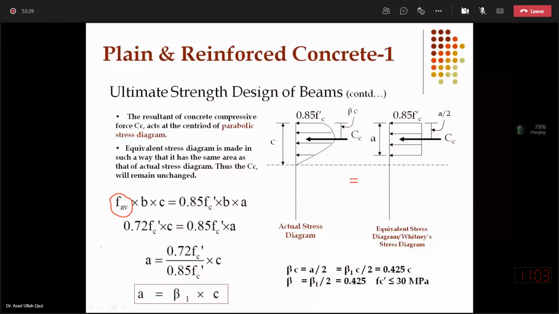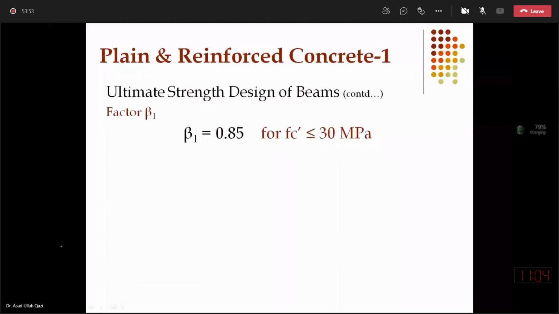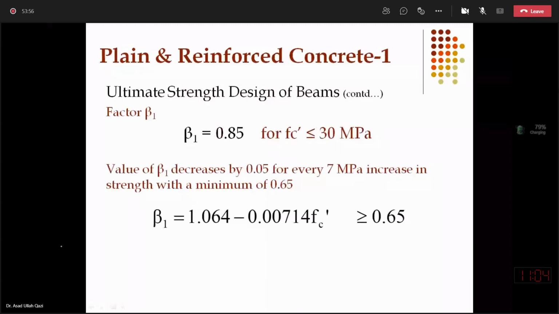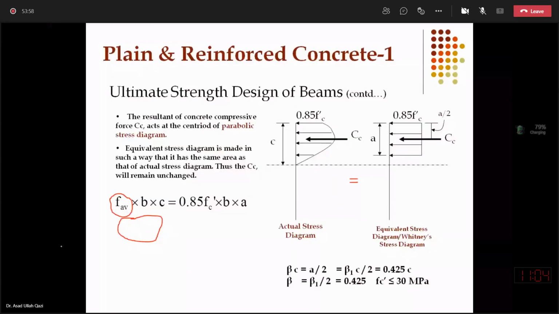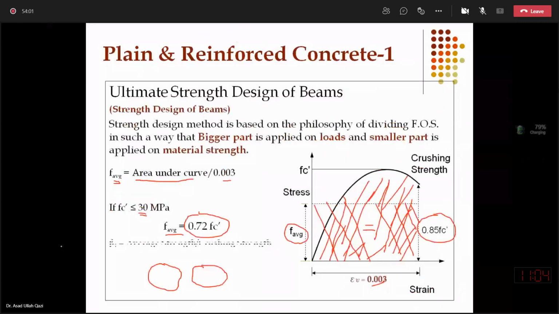And we mentioned that up to 30 megapascal concrete, the actual stress strain diagram will give me F average equal to 0.72 FC prime. So this we have proved on slide number 3. Let me go to that slide just to recall. This one, we did that exercise, that F average is actual area divided by 0.003. Now we move on to this slide.